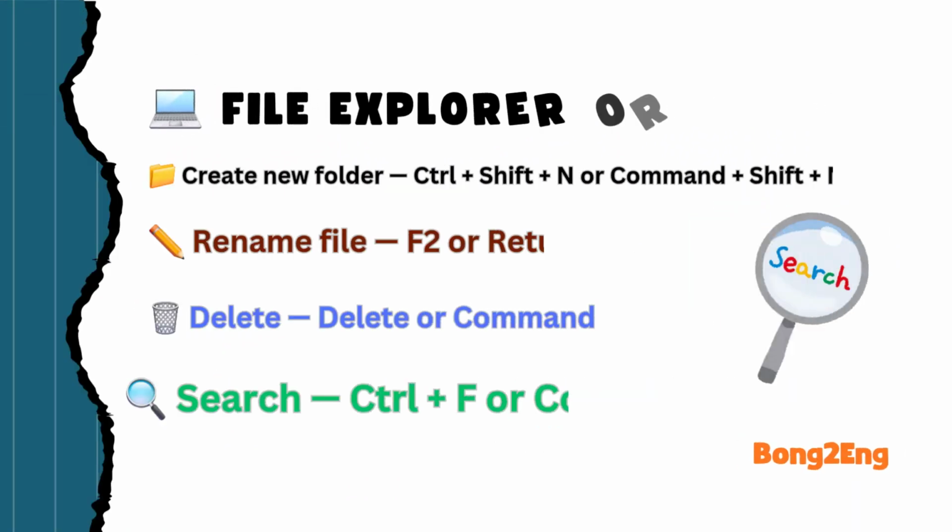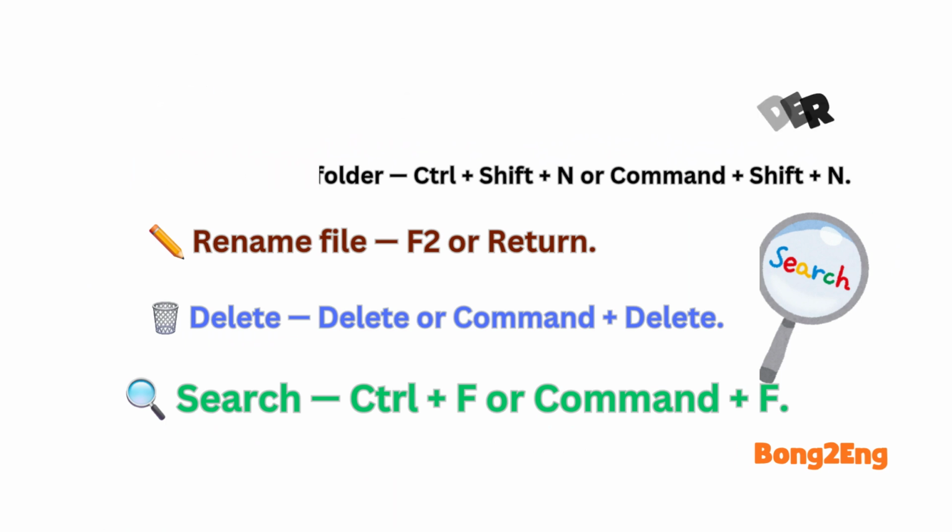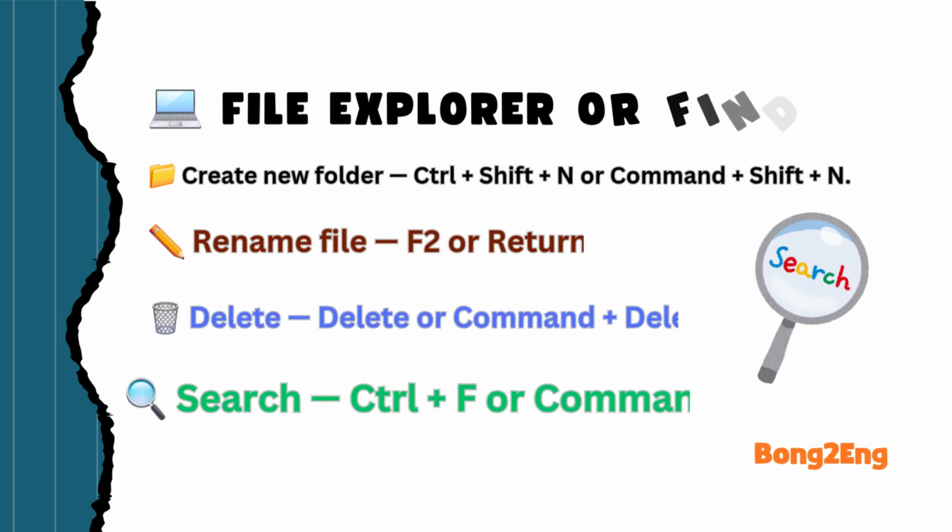Search files or folders. Press Ctrl plus F on Windows or Command plus F on Mac. This opens the search bar in File Explorer or Finder so you can instantly find any file or folder by name. Perfect for when you have lots of files. And that's it. Using these shortcuts will save you tons of time when managing your files. Try them out and see how much smoother your workflow becomes.